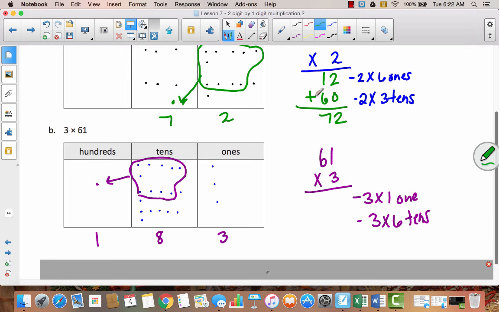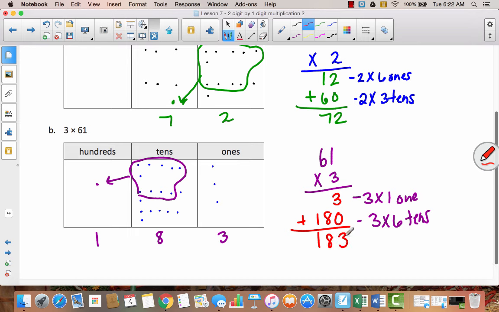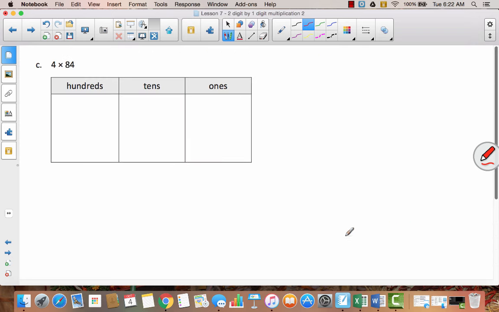When I represented it vertically, I went ahead and said 3 times 1 is 3. 3 times 6 tens is 18 tens, which is 180. And when I add that together, I get 183. So these two partial products add together to give us this total product of 183. All right, let's do one more.